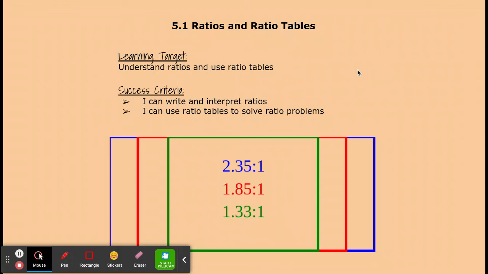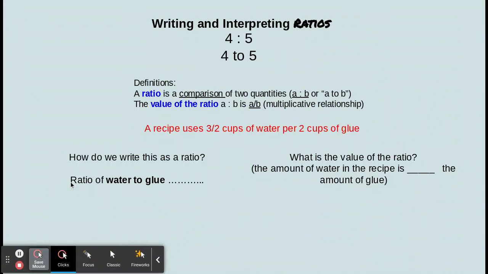Section 5.1, Ratios and Ratio Tables. So, writing and interpreting ratios.